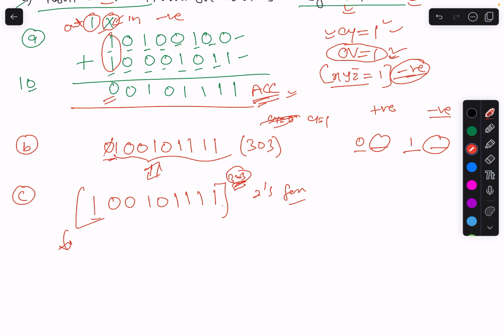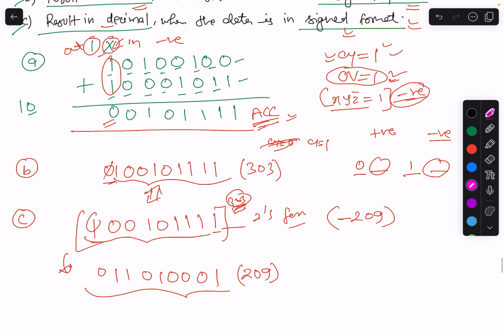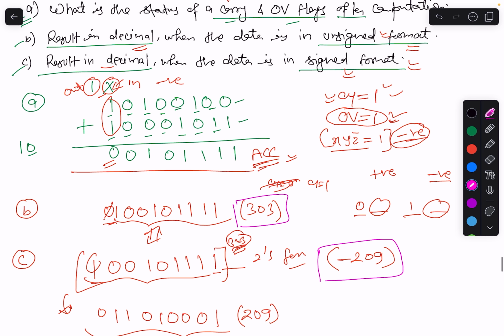We can use the shortcut method. Starting from the right there are no zeros, so we write the first 1 here, and we invert all the remaining bits, that is 011010001. Now the value of this is 209, and as it is a negative number, the answer will be minus 209, right? So these are the answers. This is the answer for C, this is for B, and this is for A.